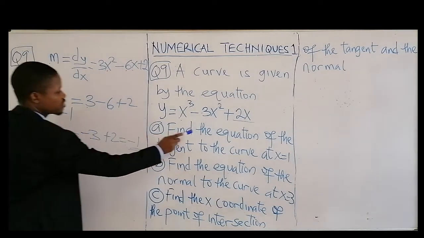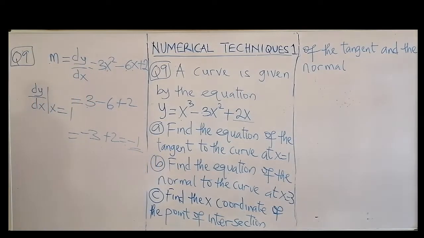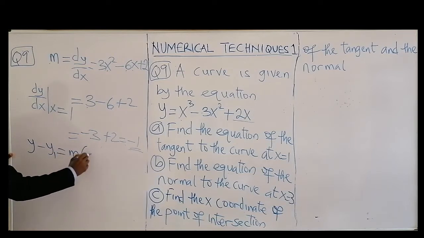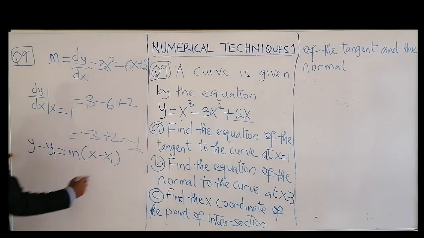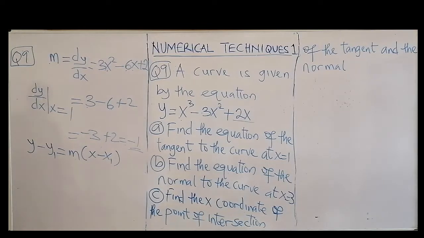Okay, we need the equation of the tangent. The equation of the tangent line will be y minus y1 equal to m into bracket x minus x1. So that's the equation of a straight line. Okay, it is parallel to the curve, which is a straight line, at a certain point.